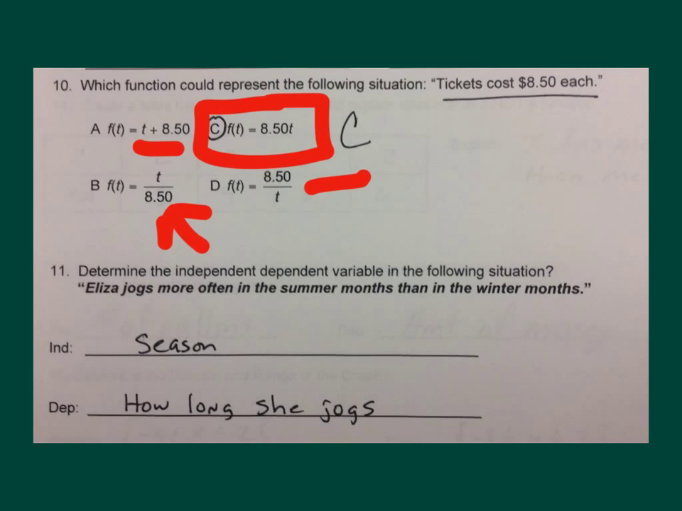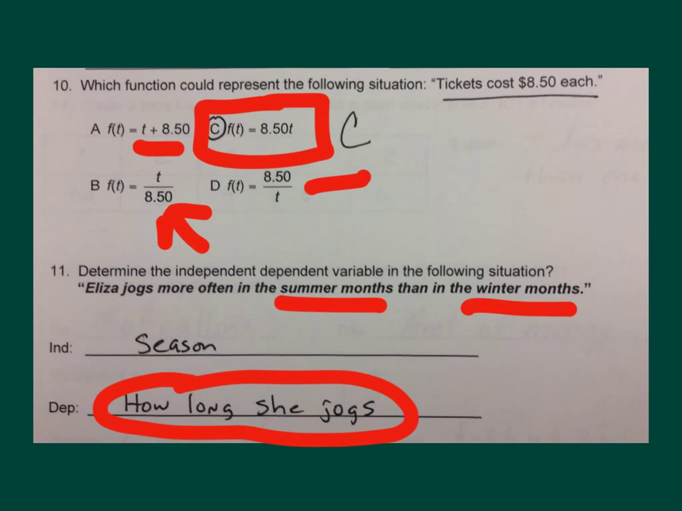Eliza jogs more often in the summer months than in the winter months. This equates to the seasons. So basically, how long she jogs depends on what season it is. Therefore, season is independent. It can stand by itself. And then how long she jogs depends on whether it's in the summer months or the winter months.